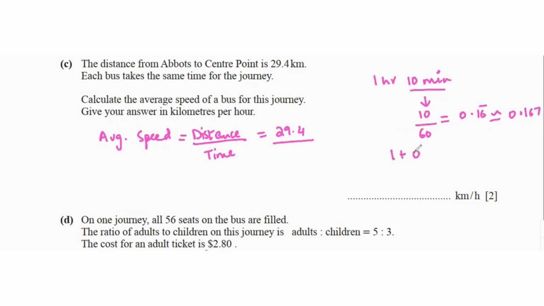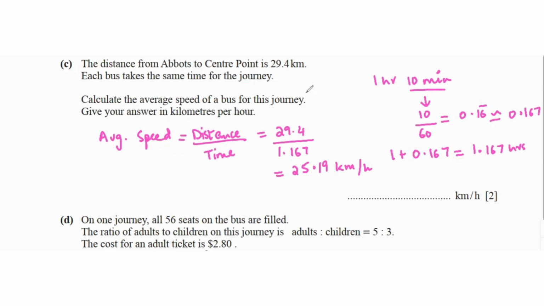So we do 1 plus 0.167, which is 1.167 hours. So divide 29.4 kilometers by 1.167 hours, which is going to give us 25.19 kilometers per hour.